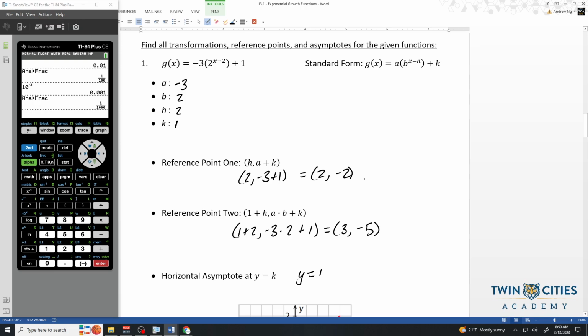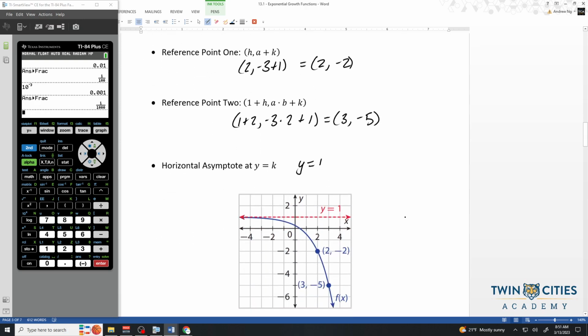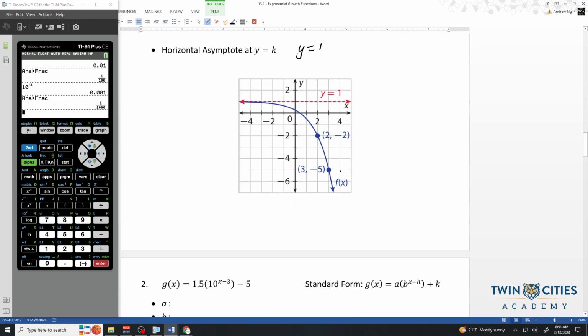So what I would do is I would plot these 2 points. I would plot my horizontal asymptote, and then I would graph. We would see something similar to this. Let's do another one.